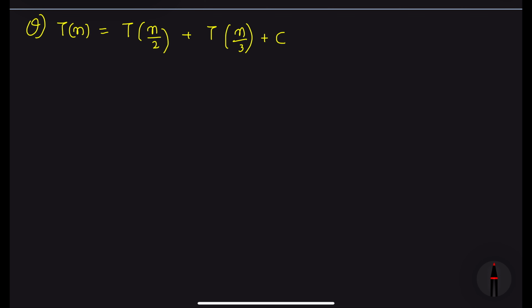First we will draw the tree for this recurrence, so let's do it. We have our Tn here, and this is divided into two parts. One is Tn by 2 and another part is n by 3. So the function is called again, so on this side it will be n by 2 square and n by 2 into 3. Here it will have n by 2 into 3, and on the other side it will have n by 3 square.